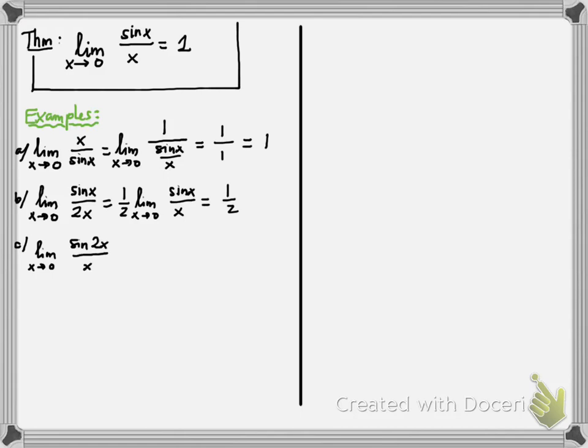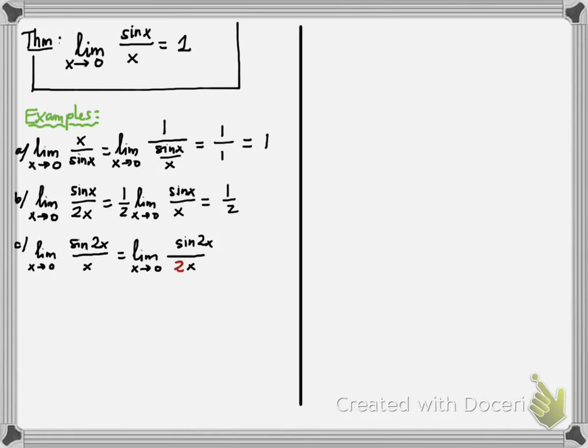For example C, we have the limit as x approaches 0 of sine of 2x over x. Now we don't really have sine of x over x, but we have sine of 2x over x. And notice that we cannot pull the 2 out in front because sine of 2x is not 2 sine of x. So what should we do with this? Well, we have sine of 2x, so we want to have a 2x in the denominator so that the 2x in the sine and the 2x in the denominator look the same.